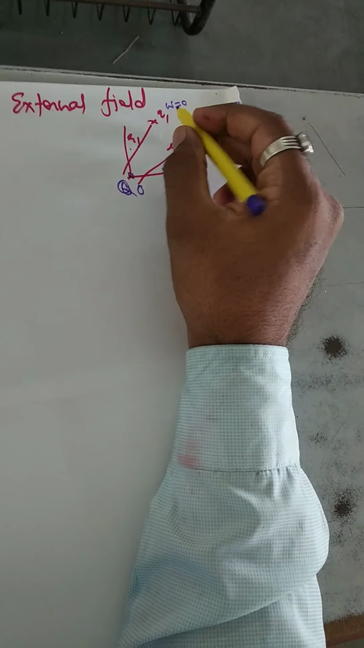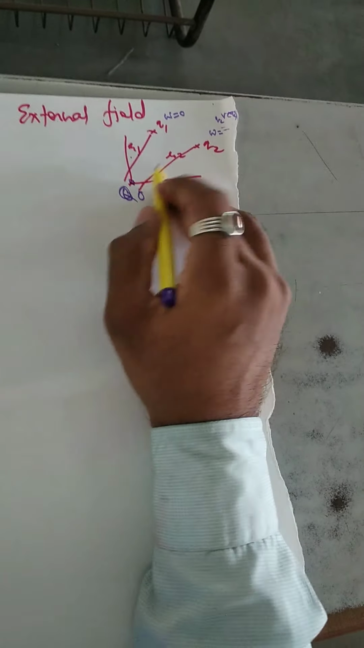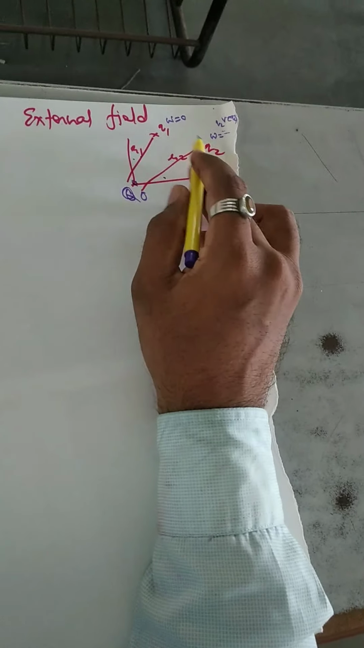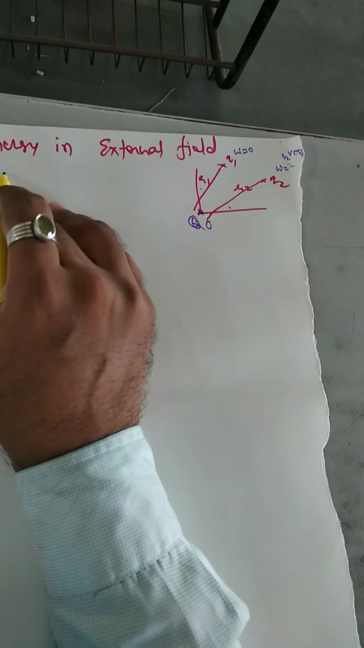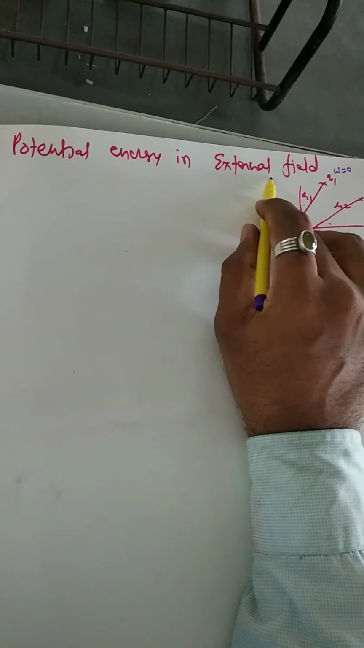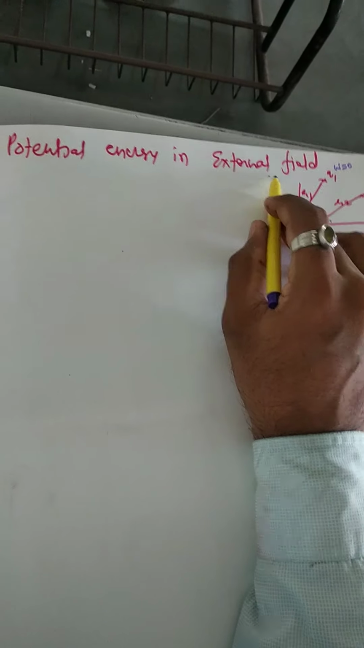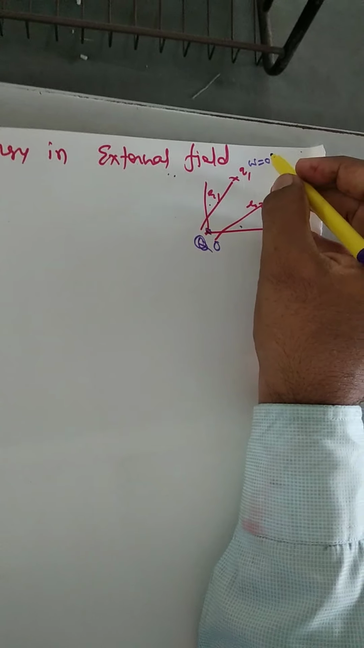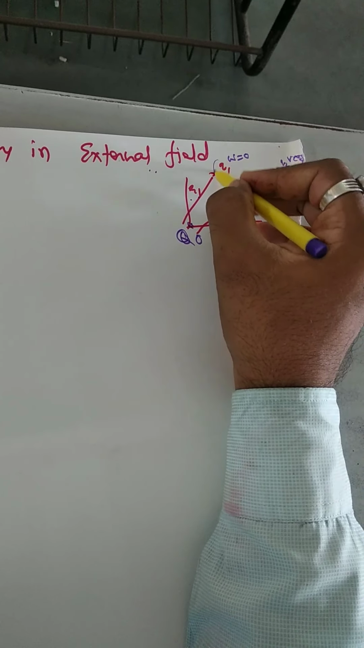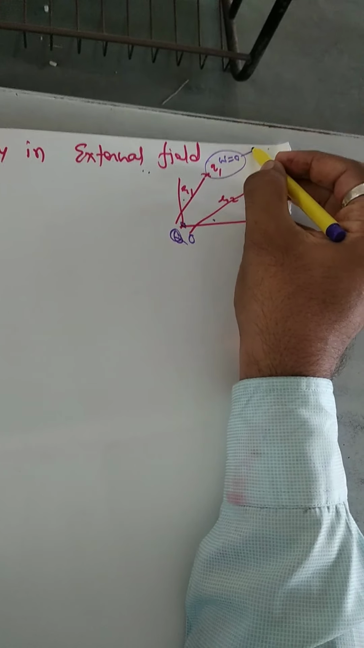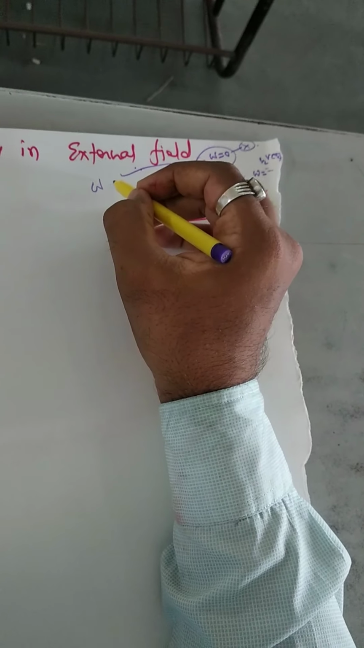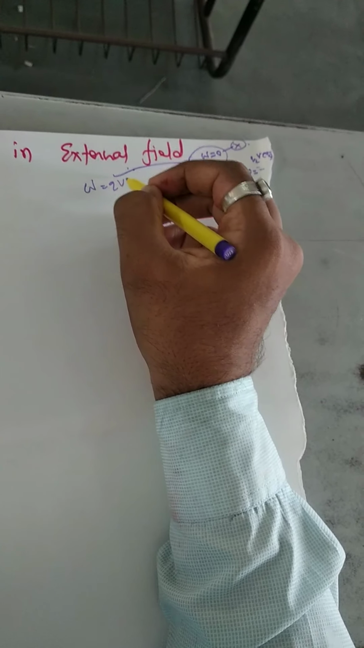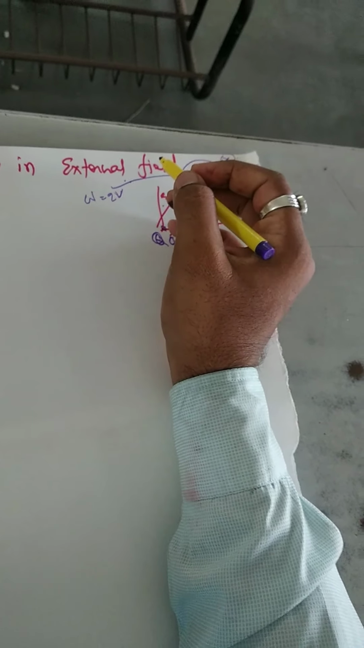That concept we saw in the case when a unit charge is brought into a given electric field. Now in the case when we need to find the potential energy in an external field, the work done for this charge q1 we will not consider as equal to 0, but we will consider this work done also, which is equal to q into electrostatic potential.